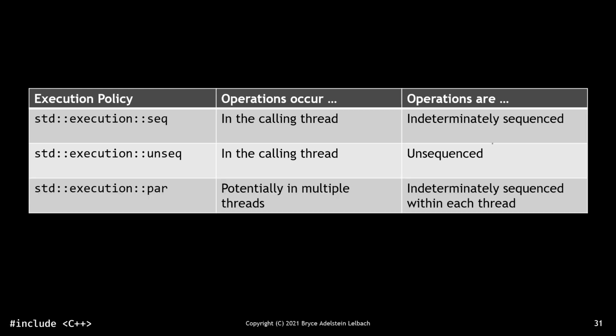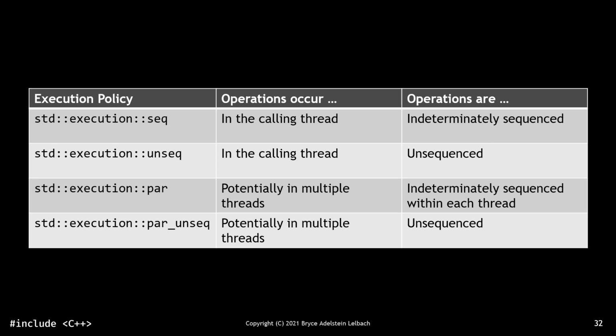Par allows the implementation to parallelize operations at its discretion. It does not require parallelization, it simply allows it. However, it also requires that all operations within each thread are indeterminately sequenced, meaning that vectorization is not allowed. Par unseq allows operations to occur in multiple threads and to be unsequenced with respect to each other, meaning that both thread and vector parallelism is permitted. Again, this means parallelism is allowed, not required. The implementation may choose to not parallelize.